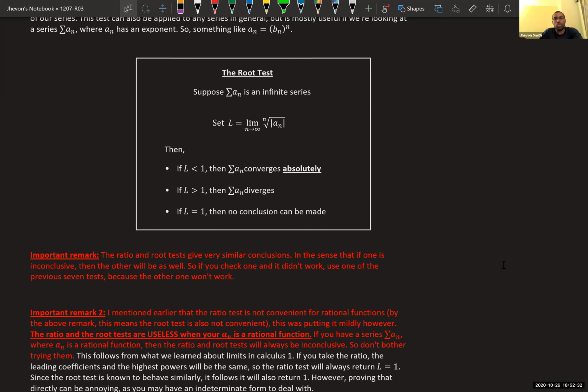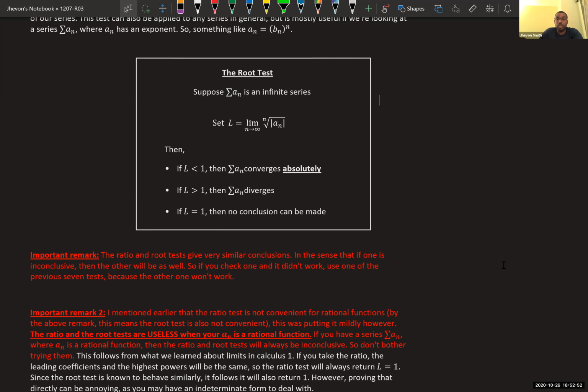So if your ratio test doesn't work out, don't try the root test, try something else. And if your root test doesn't work out, don't try the ratio test, try something else, right? The ratio test and the root test will give you the same answers. They'll behave the same way. So they will both say something converges or diverges. They'll also be inconclusive in all the same scenarios.